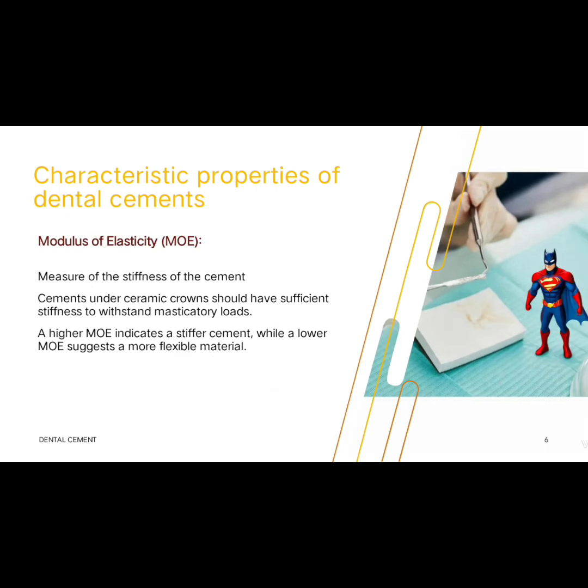Now coming to the next characteristic, that is modulus of elasticity. This is nothing but the measure of stiffness of the cement. Cements given under ceramic crowns should have sufficient stiffness in order to withstand the masticatory loads. The higher the modulus of elasticity, the stiffer the cement. The lower the modulus of elasticity, the more flexible the material.